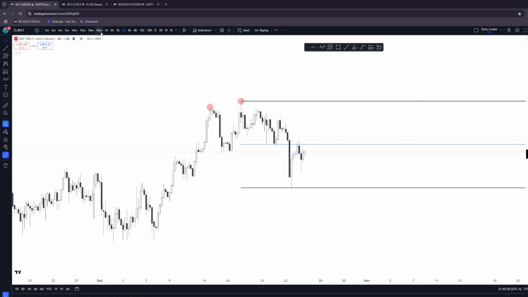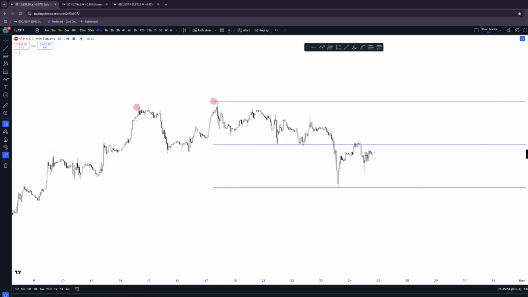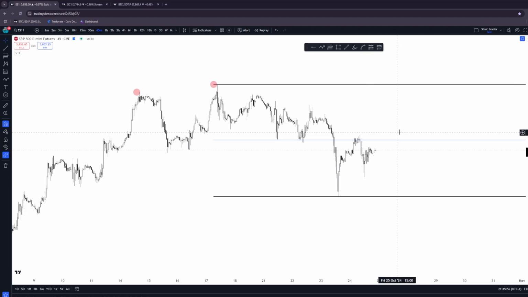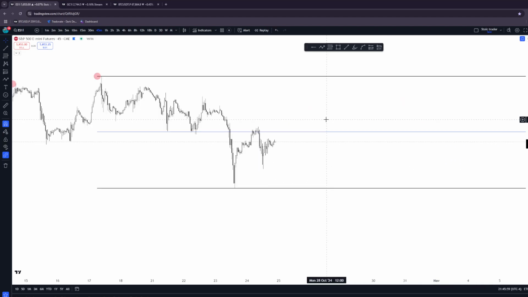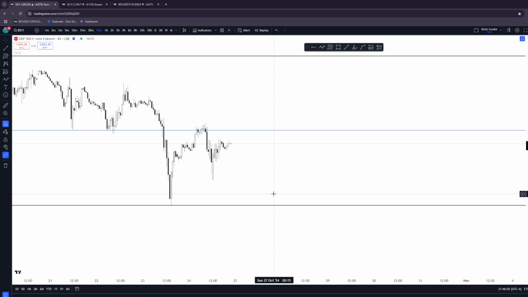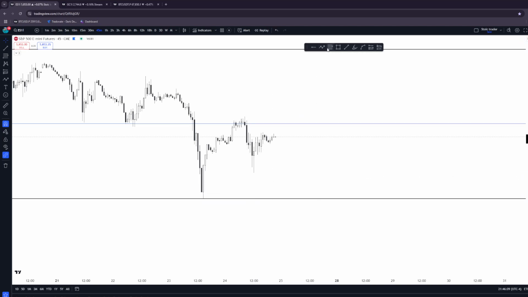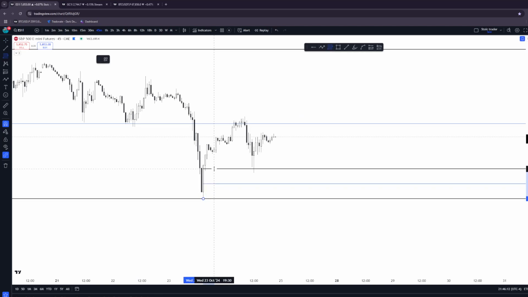That's kind of a long play right now though, more of a swing play. Probably be waiting for a very long time trying to get up here. So what I'll do now is just try to find a closer range, something that we could trade right now at the moment. Let's see what we got here.